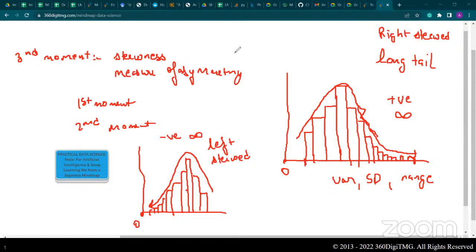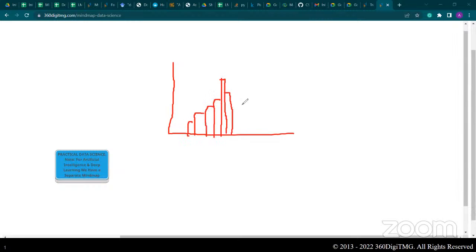Similarly, if we have data that looks like this, let's say, for example, this is a central point, and we have equivalent points on either side. The data is not tailing to the right or the left. This is known as no skewness. And when we have no skewness, we have a normal distribution.